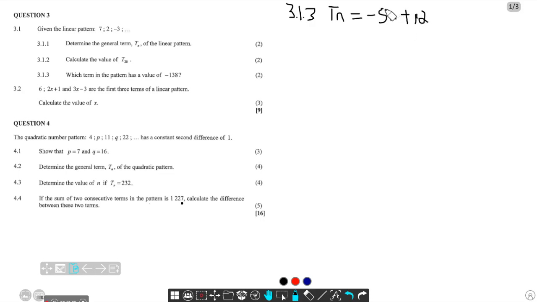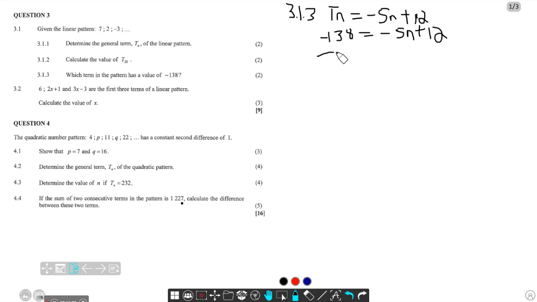Now in this case, this number here represents our Tn, because once they say which term, what are they looking for? In other words, they're looking for the position. They're saying, okay, which position will we find a value of negative 138? Will it be in position 9, position 5? So we're going to substitute. So this is now negative 138 is equal to negative 5n plus 12.